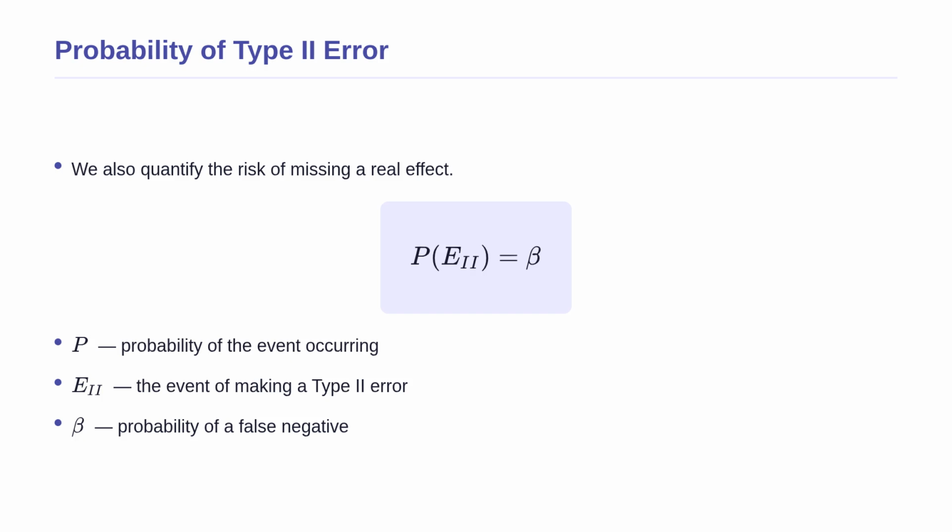There's an inverse relationship between alpha and beta in any given study. If you change your test criteria to decrease alpha, the value of beta will naturally increase. This means that avoiding false positives makes you more likely to get false negatives.